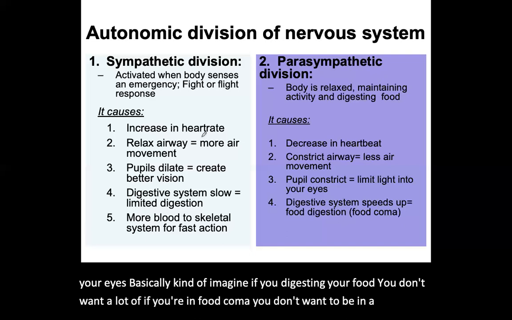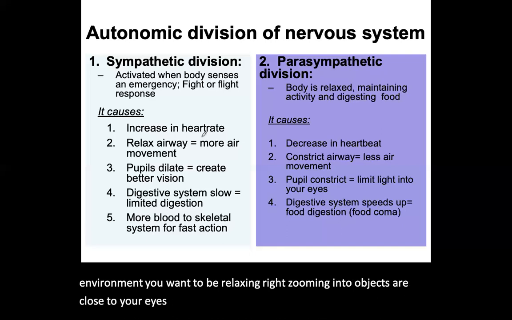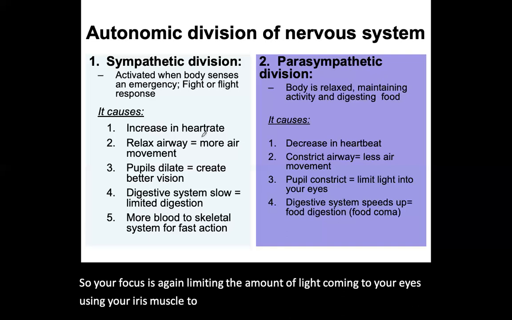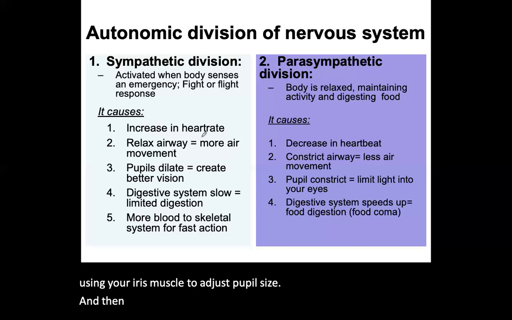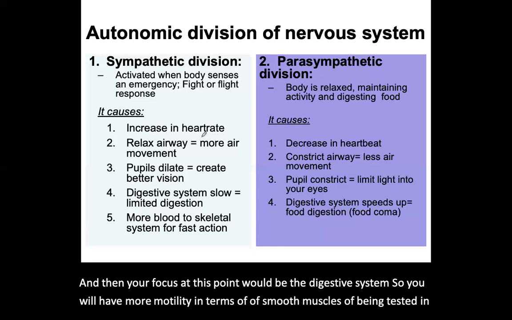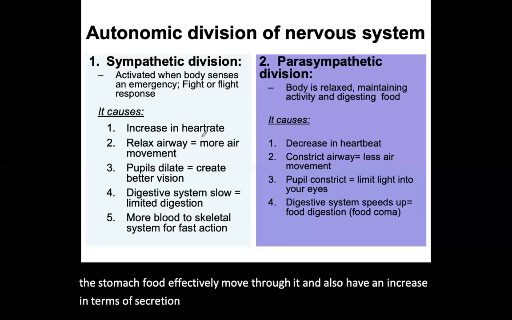You want to be relaxing, right? Zooming into objects that are close to your eyes, etc. So your focus is again limiting the amount of light coming into your eyes, using your iris muscle to adjust pupil size. And then your focus at this point would be the digestive system. So you will have more motility in terms of smooth muscles of the intestine and the stomach. Food effectively moves through it. You also have an increase in secretion of digestive enzymes to help you process your food.